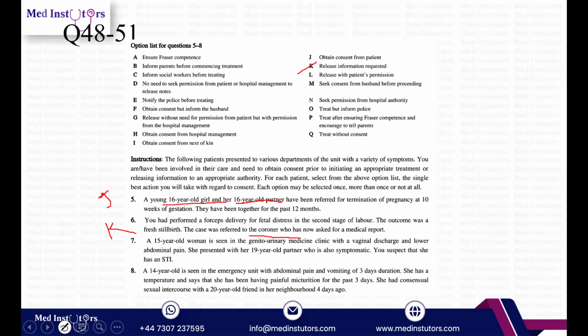A 15-year-old woman is seen in the genitourinary medicine clinic with vaginal discharge and lower abdominal pain. How old is she? 15. She presented with her 19-year-old partner who is also symptomatic. You suspect that she has an STI. Here, she's 15. So that's the hint that I'm giving you all.